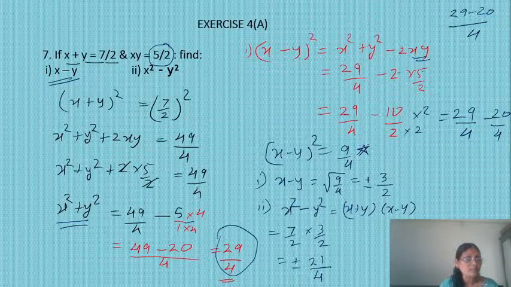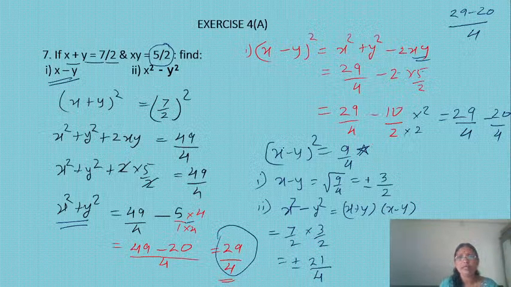Now 9 is a perfect square, 4 is a perfect square. So taking square root of both sides, square root of x minus y the whole square is x minus y, and root of 9 by 4 is plus or minus 3 by 2. Now understood?